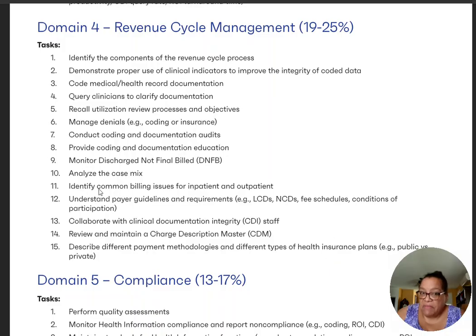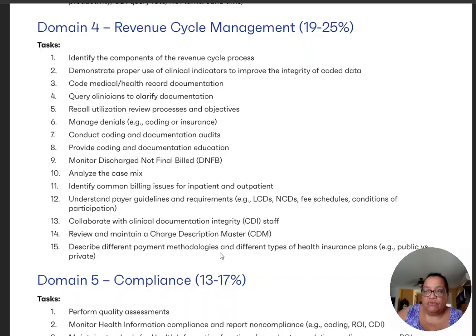If you love coding, maybe domain 4 is not a big deal for you. Maybe you're feeling comfortable with a lot of these things, but maybe you do need to look at charge description master. So even within a particular domain, there may be specific elements that you want to look at.